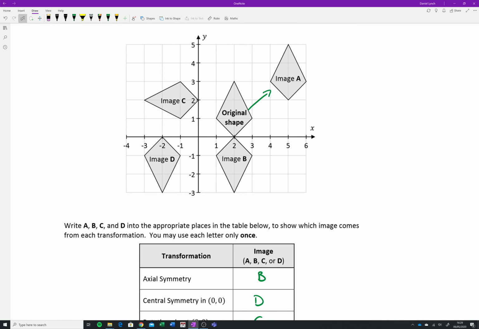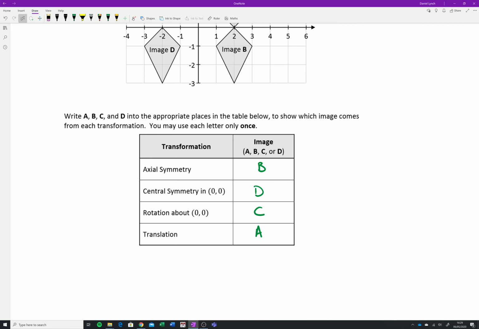Okay, so that is a great little way just to practice that you know the transformations and that you understand what they are. Hopefully those are the answers that you got as well.